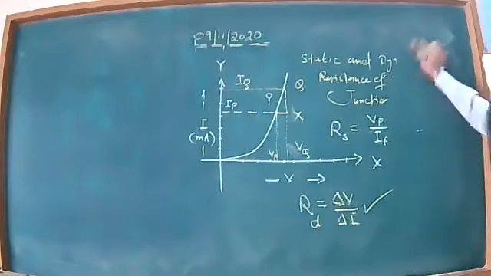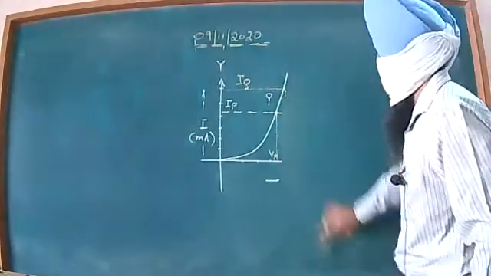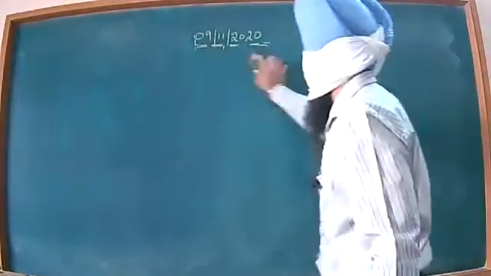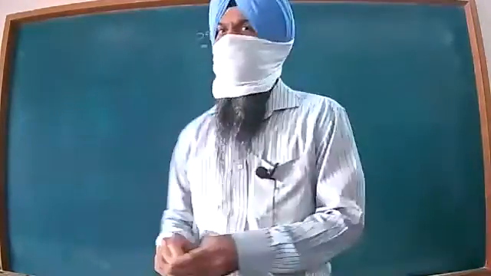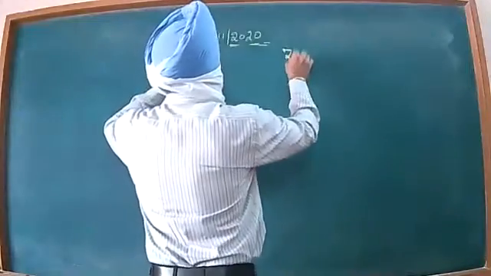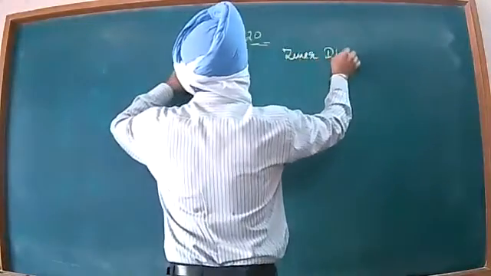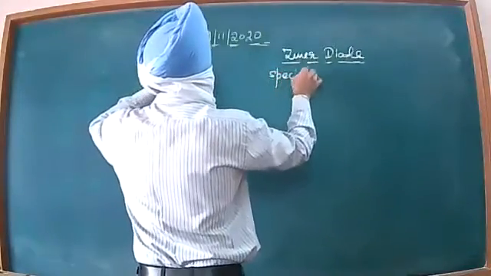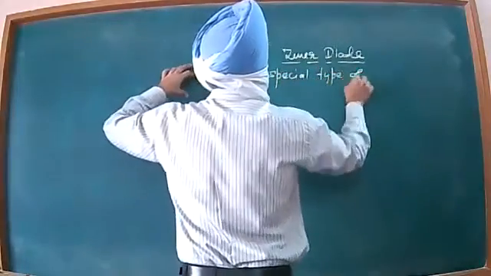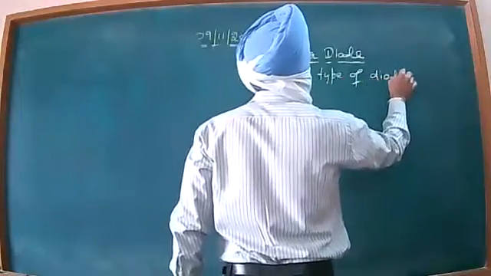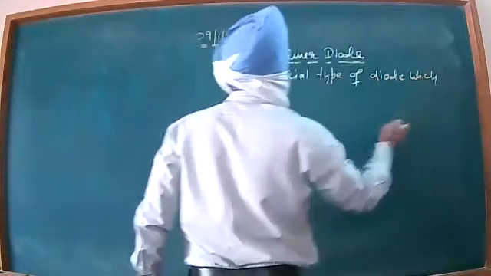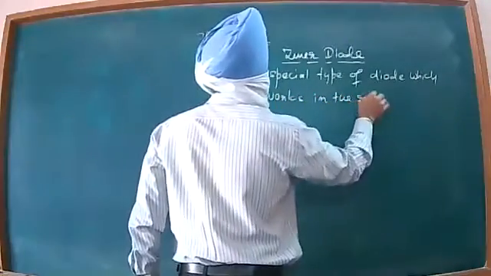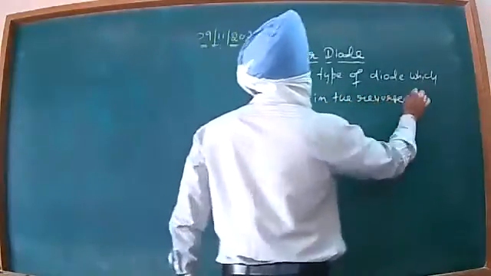So after this, let me discuss some special purpose diodes, beginning with the Zener diode first. Let us have a Zener diode. Zener diode is a special type of diode which works in the reverse breakdown region.